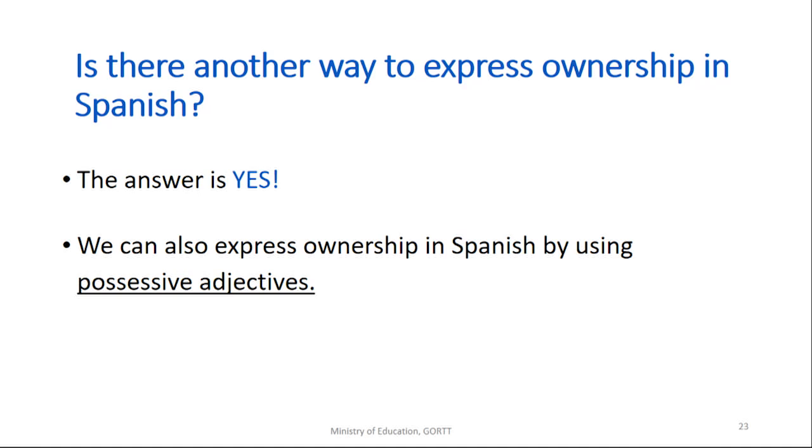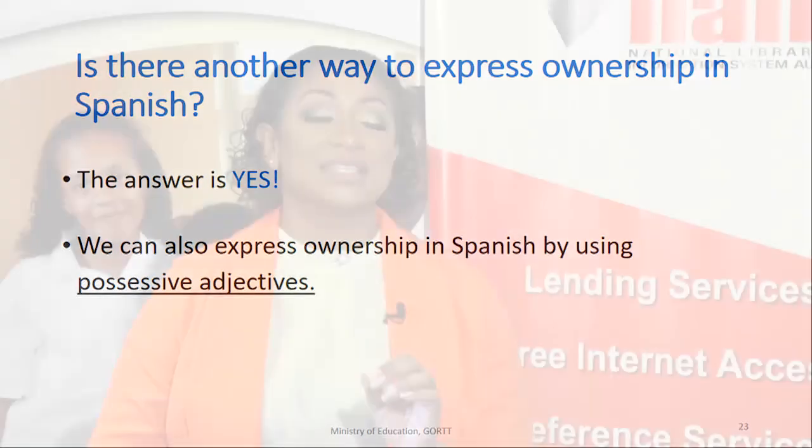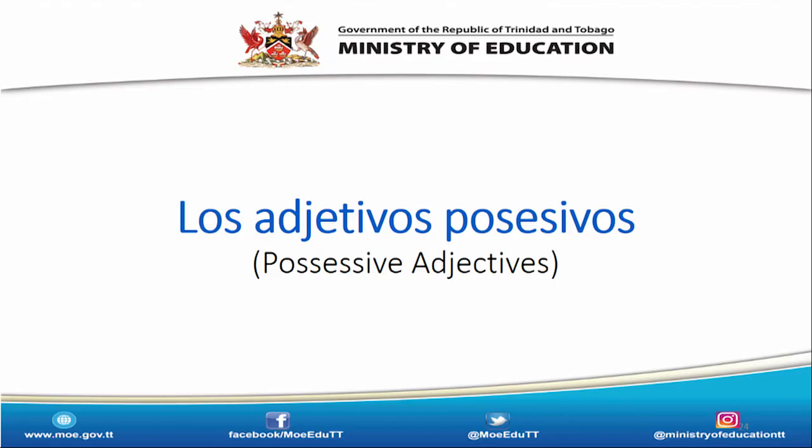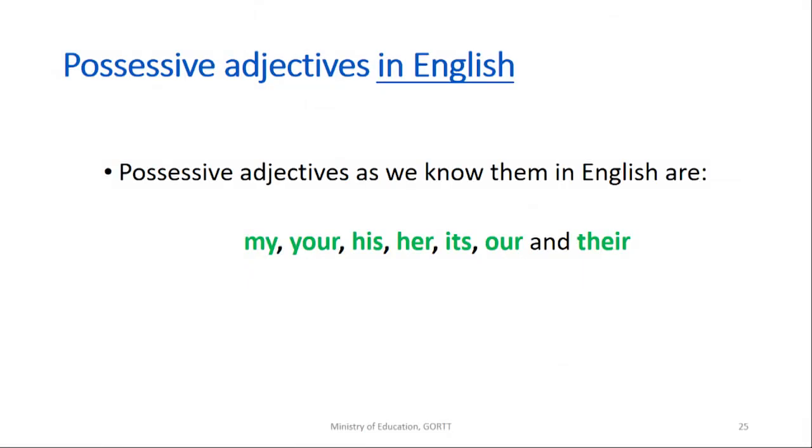Is there another way to express ownership in Spanish? The answer is yes. We can also express ownership in Spanish by using possessive adjectives. Possessive adjectives, or as we call them in Español, los adjetivos posesivos, let's have a look at what they are. Now in English, these are my, your, his, her, its, our, and their.